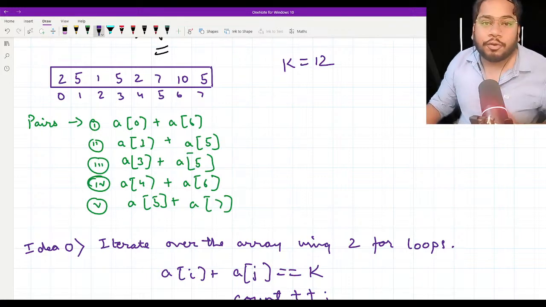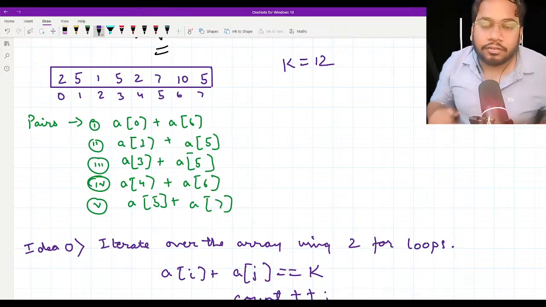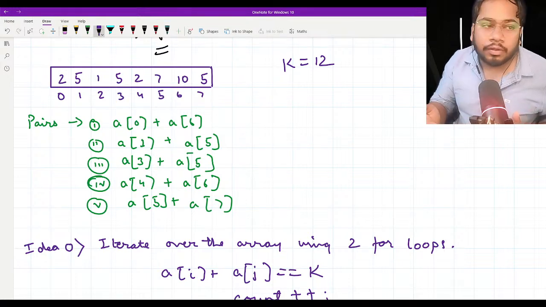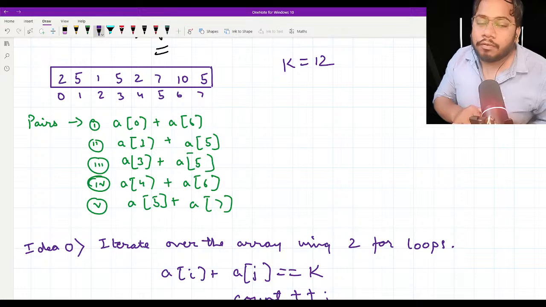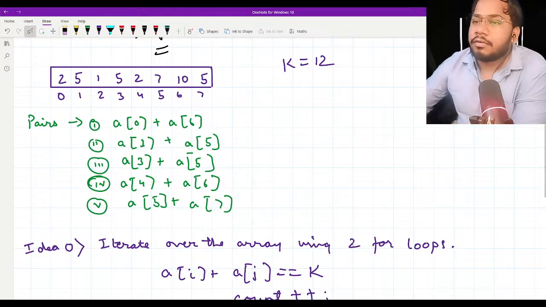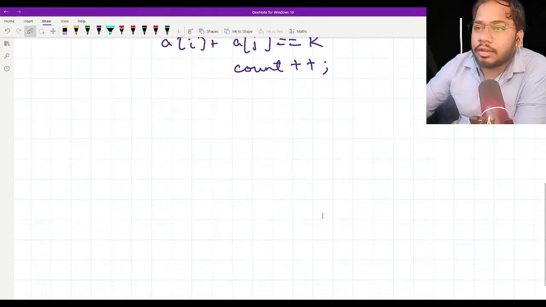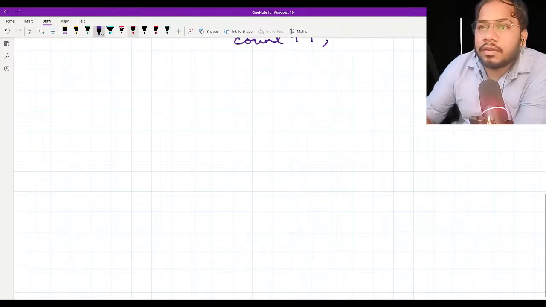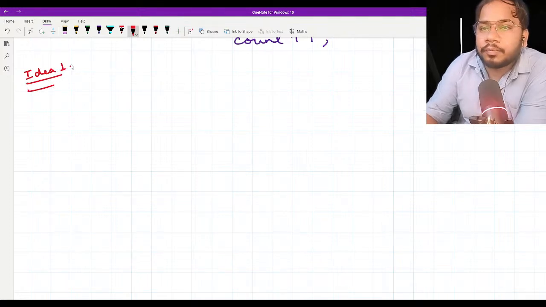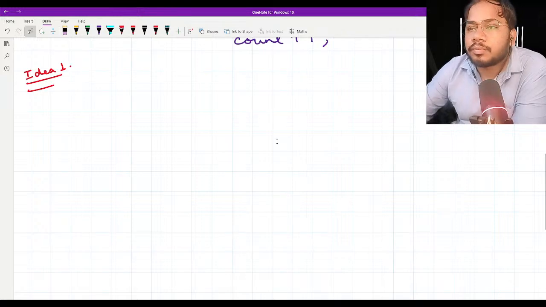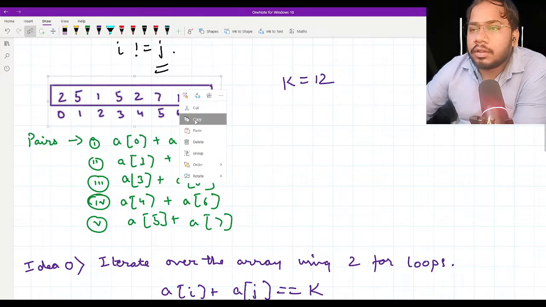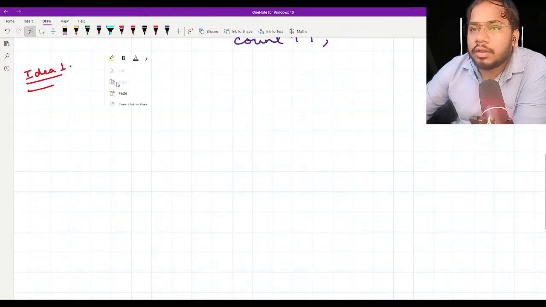If you have understood this, let's do it in a better way. We will use hashing. How can we use that? This will be idea number 1. And one more thing, we need this array, so let's copy it and put it here.